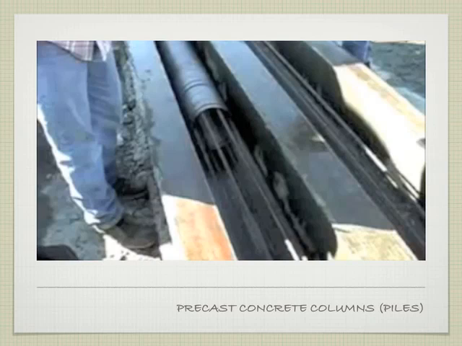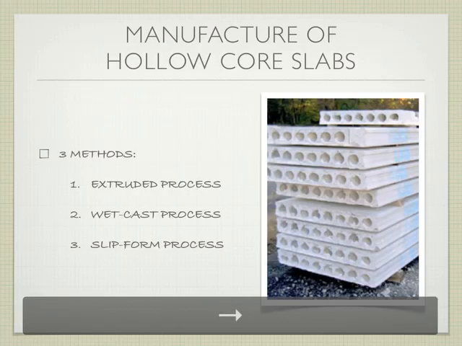Make sense? So in this particular example, here's one casting bed. This is obviously much smaller in scale than the one I just showed you. Another casting bed, and these are both for piles or columns. So they'll do those two at the same time.